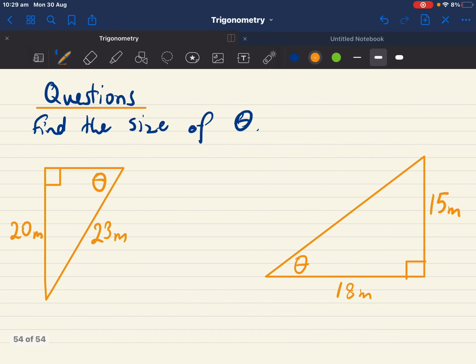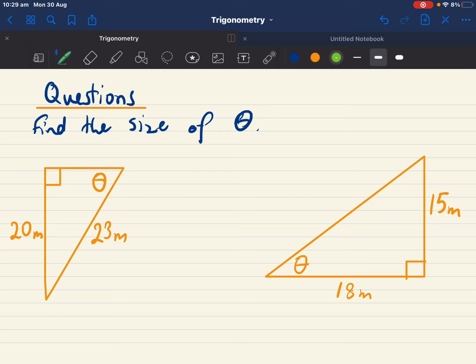And now is the time when you get to have a quick practice. There's 2 questions for you guys to do yourselves. I want you to find the size of the angle theta. So pause the video, have a go at answering these 2 questions yourselves. Once you have answers, unpause the video and I'll put the answers up.